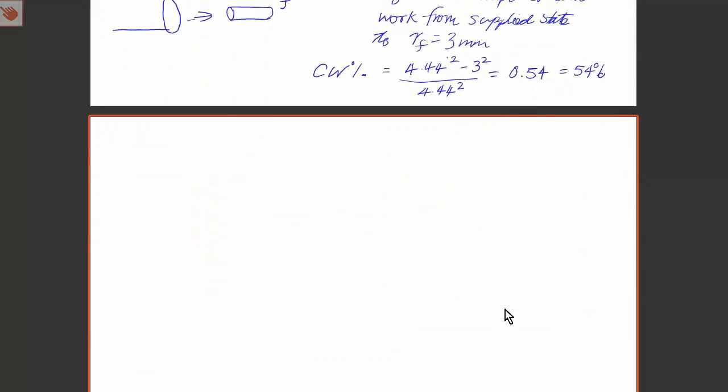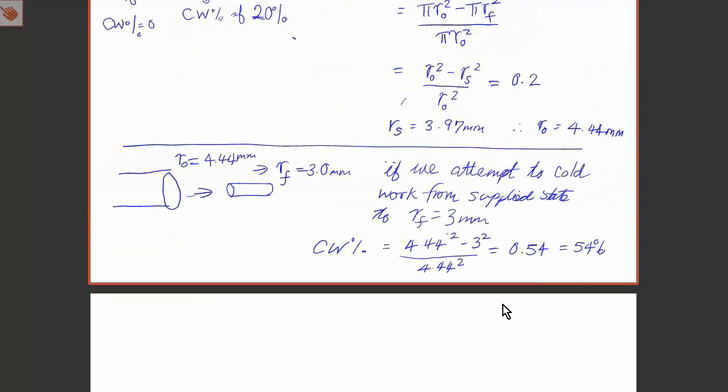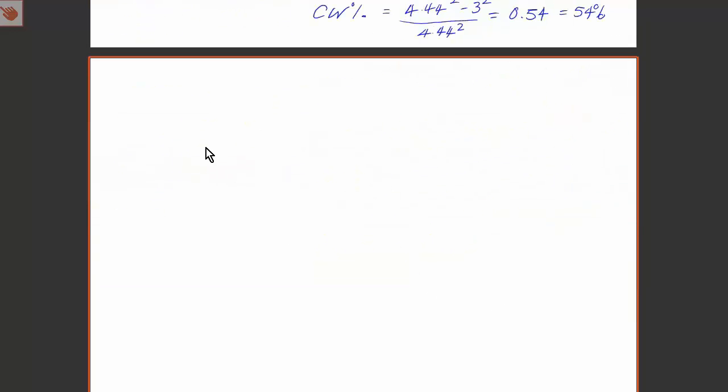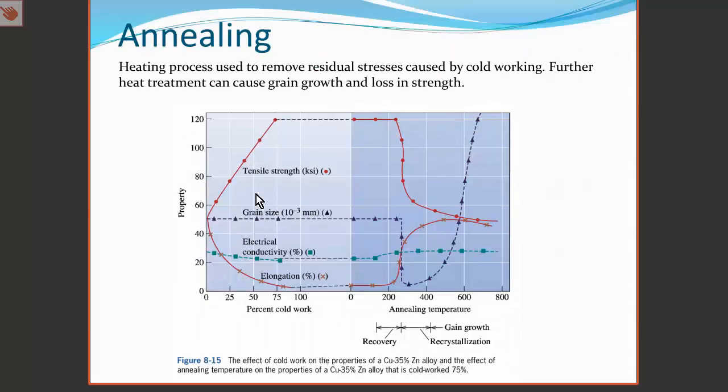So how do we solve this problem? Well, what we're going to do is cold work down to an intermediate diameter. Then we're going to heat treat it in a process called annealing. The heat treatment step is called annealing.